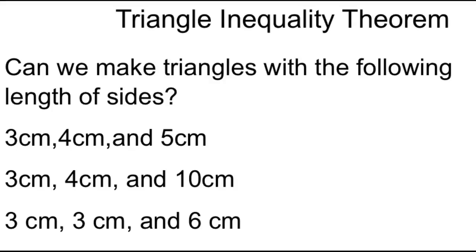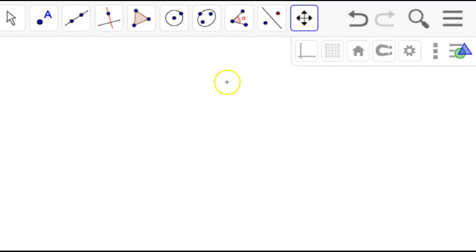All right, so let's look at the Triangle Inequality Theorem. Can we make triangles with the following length of sides? So we're looking at maybe 3 centimeter, 4 centimeter, and 5 centimeter. Or how about the triangle 3 centimeter, 4 centimeter, and 10 centimeter? Or maybe a triangle that's 3 centimeters by 6 centimeters. And so let's look at each of these three things and then explore kind of what happens there.